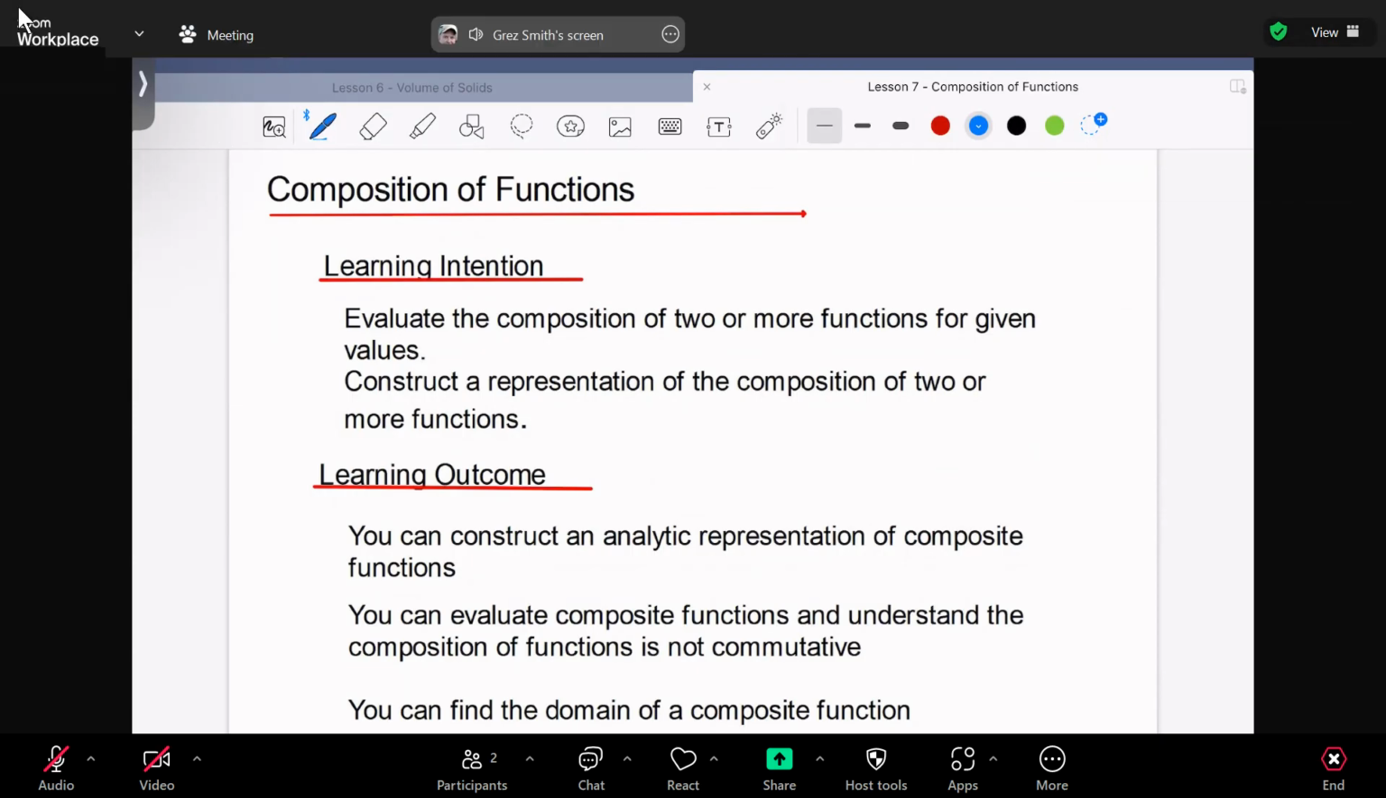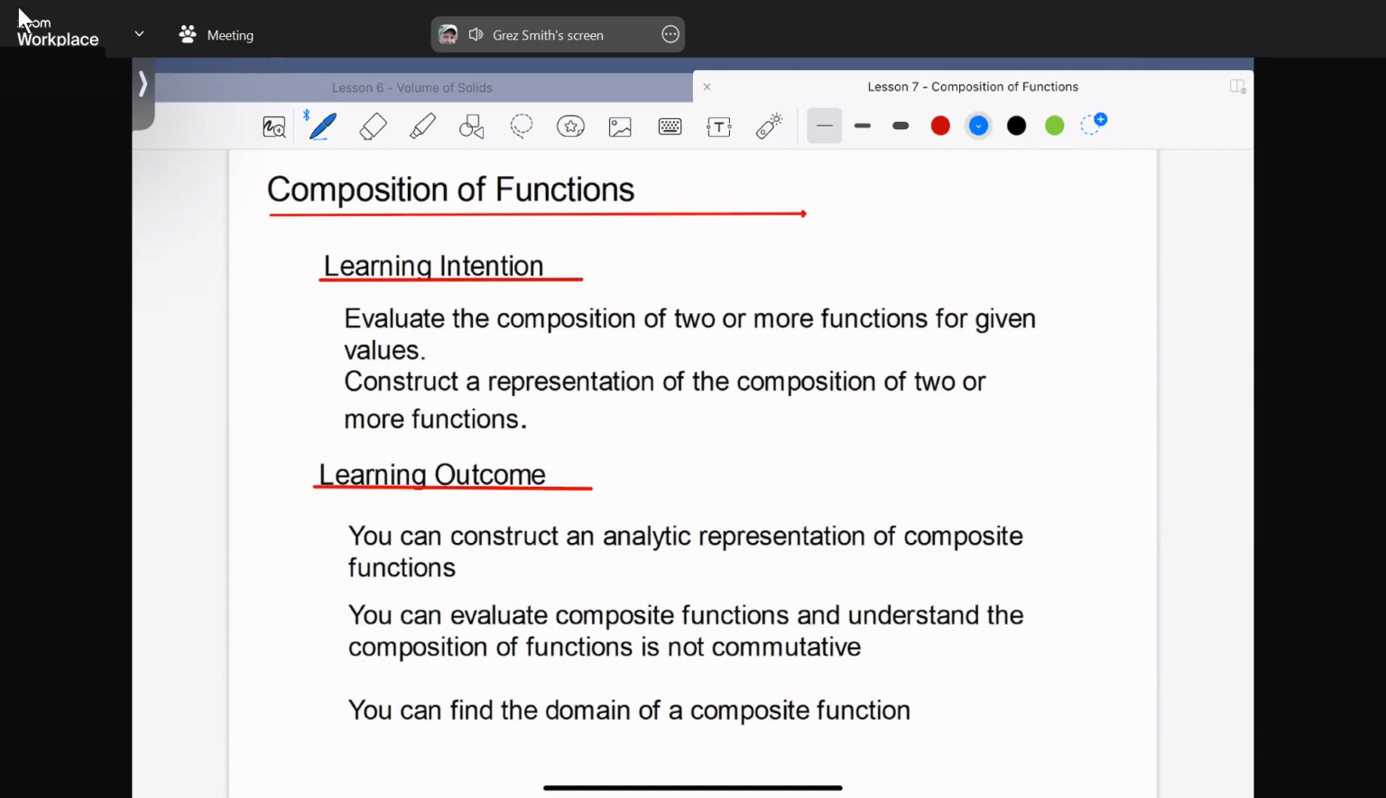Okay, all right, so today we're looking at the composition of functions. What's important is that we can evaluate the composition of two or more functions and that we can construct a representation of a composition of two or more functions. There's a few bits and pieces we're going to work with. We're going to work with the analytical representation of composite functions. We're going to practice evaluating them, and we'll understand that composition of functions is not commutative.